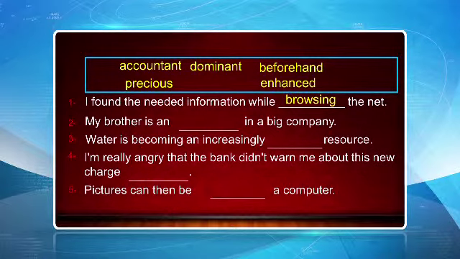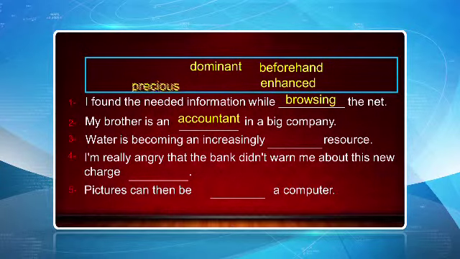Question number 2, my brother is an blank in a big company. So here we need a noun, obviously. We need something that this brother does, something that he is. So what is he doing in this big company? He is an accountant, exactly. He is working with numbers, he's working with finances. Question number 3, water is becoming an increasingly precious resource, which means that water has become scarce. Not many people can find it nowadays.